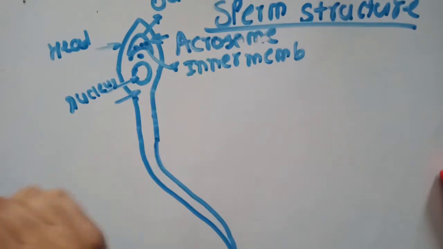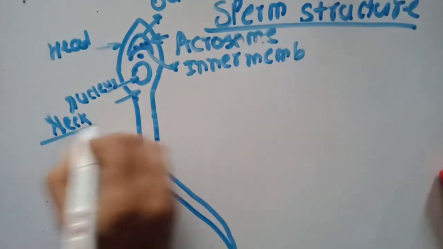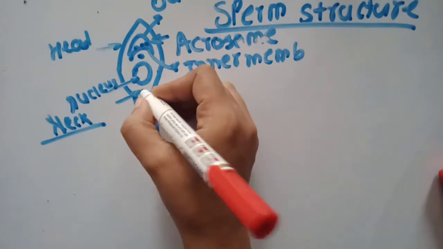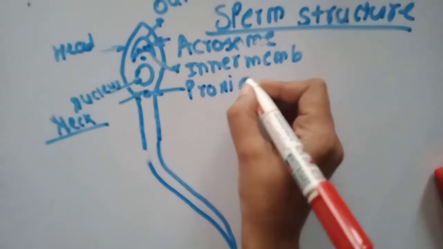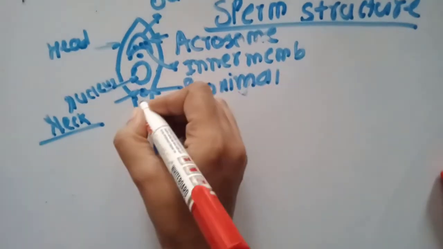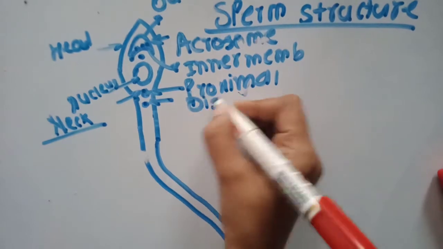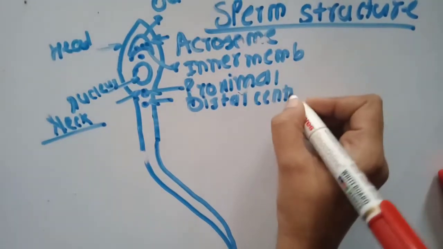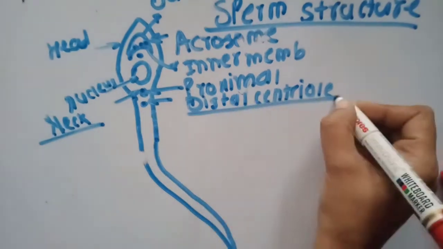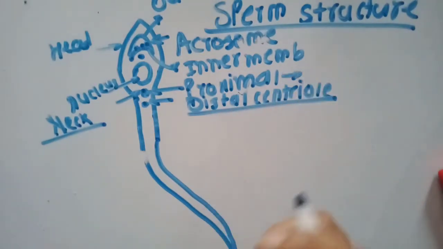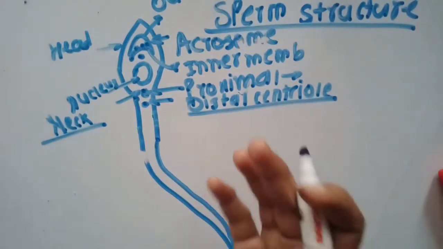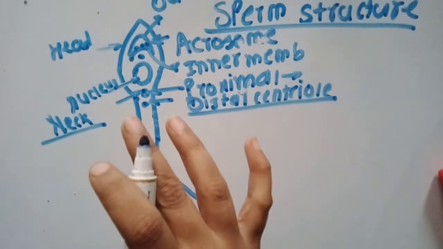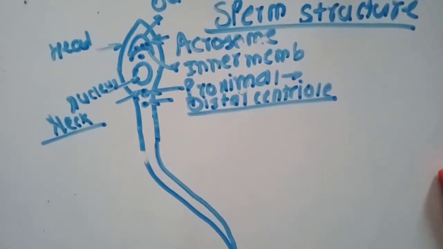Then here is your neck. The neck contains two centrioles. This one is called the proximal centriole, and the lateral one is called the distal centriole. What is the function of these centrioles? The proximal centriole is basically the mitosis organizing center. After the ovum they don't contain centrioles, but the sperm contains centrioles. Centrioles are involved in spindle fiber formation.